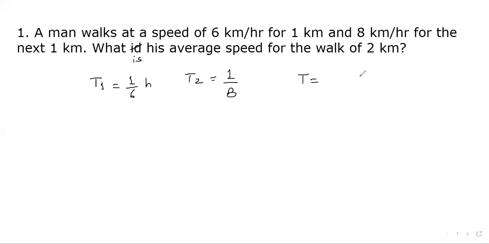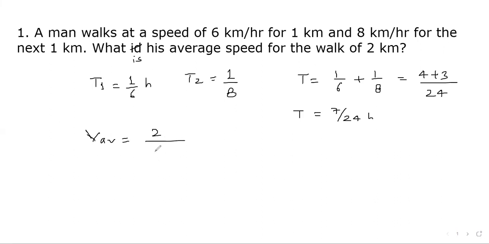So total time T will be equal to 1 upon 6 plus 1 upon 8, LCM 24. So this will become 4 plus 3. So T equal to 7 by 24 hours. Now, here total distance is 2 kilometers. So V average is equal to 2 divided by 7 by 24.